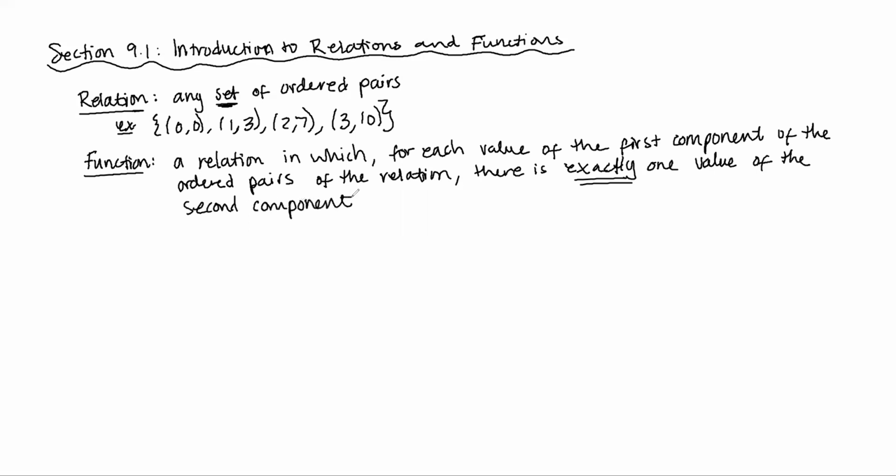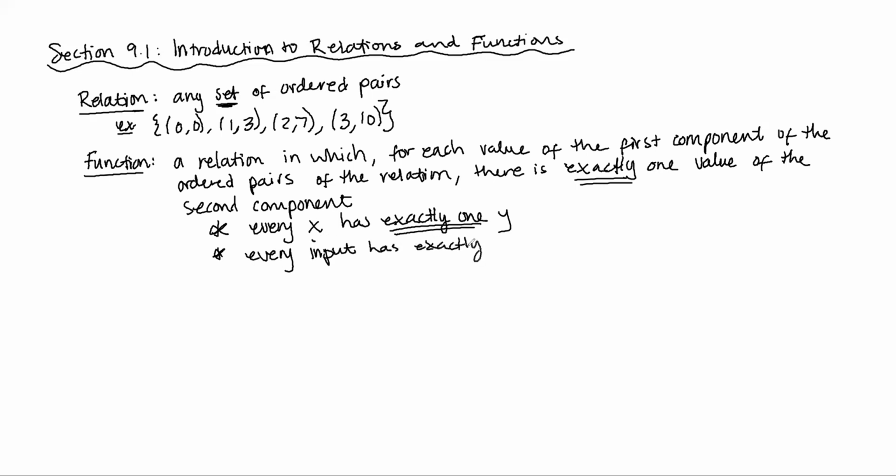Now, what does this mean? How can we say this in some other ways that might make a little bit more sense? One way I'll usually describe this is that every x has exactly one y. We'll take a look at some examples of things that are functions and things that are not. Another way to think of this, because we're not always dealing with x's and y's, is every input has exactly one output.